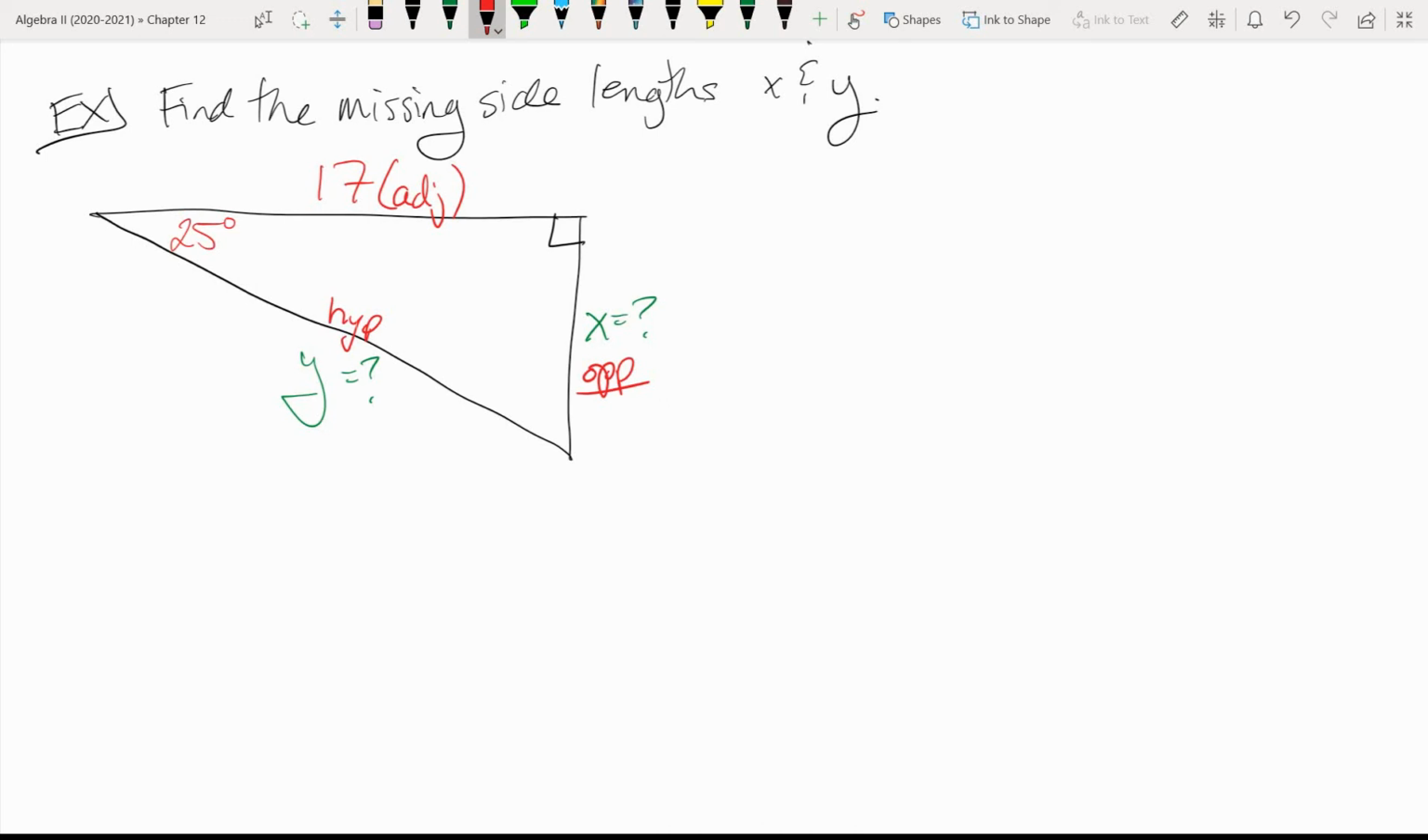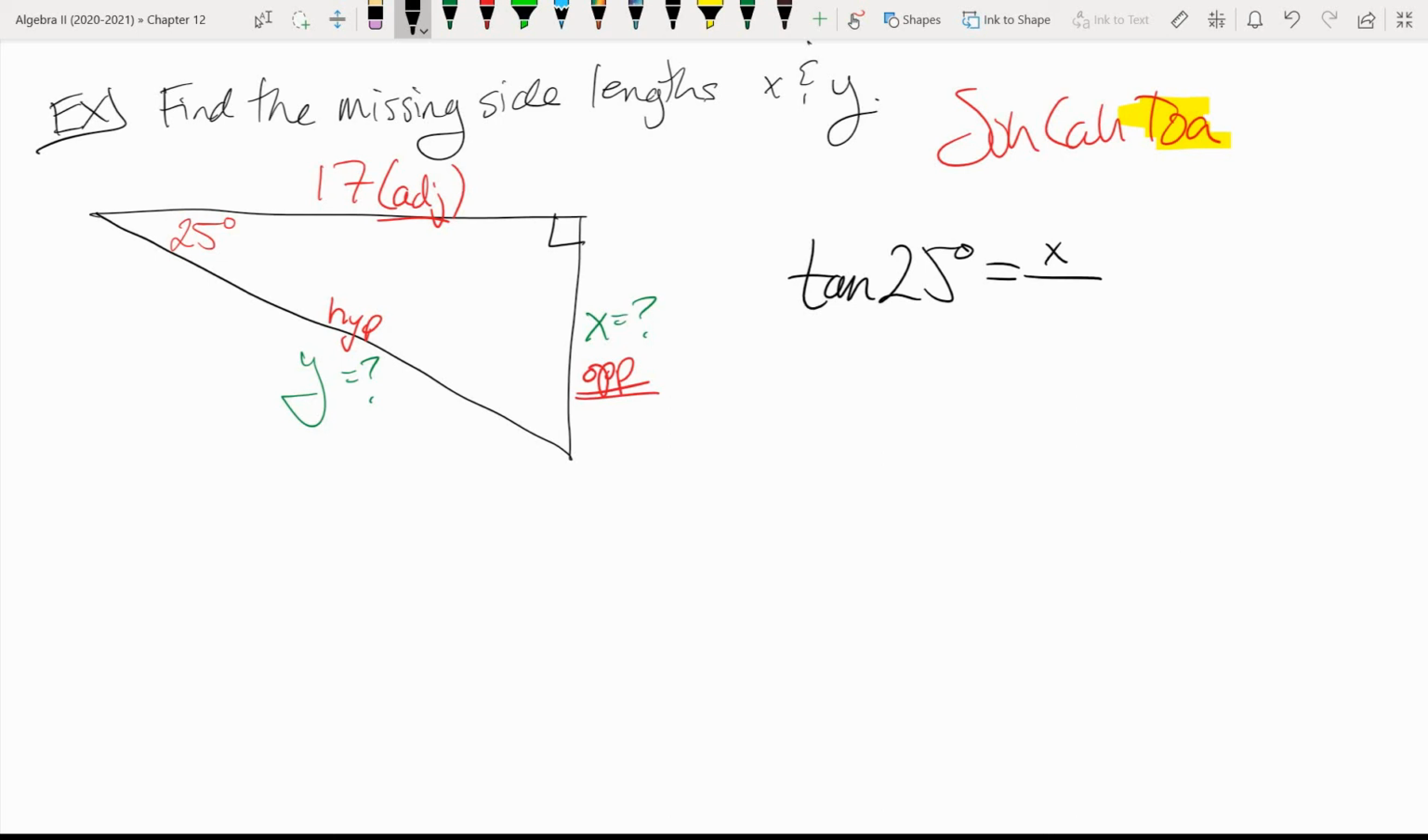So if I'm dealing with adjacent and I want to find opposite, and I think of my SOHCAHTOA, well, opposite and adjacent, that's this one right here, tangent. Opposite, adjacent, TOA. So that means I can set up a little equation. Tangent of 25 degrees is equal to the opposite side, which is x, divided by the adjacent side, which is 17. So I just made a little equation I can solve. So x equals, and if I multiply both sides by 17, x is equal to 17 tangent of 25 degrees.